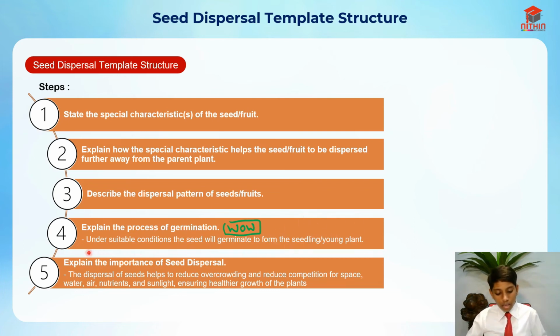Yeah. And lastly, we have to explain the importance of seed dispersal. Remember, I went through it. So this is the template answer. Remember, the dispersal of seeds helps to reduce overcrowding and reduce competition for space, water, nutrients and sunlight. Basically, these are SWANS. Okay, remember the acronym. So let me just write it down at the side. SWANS.